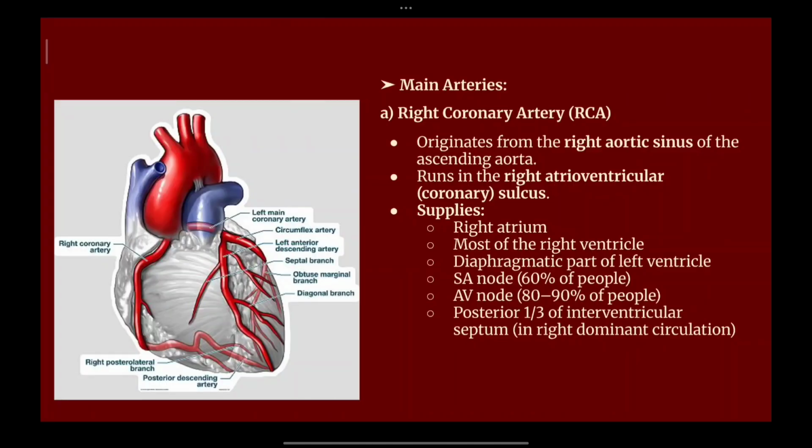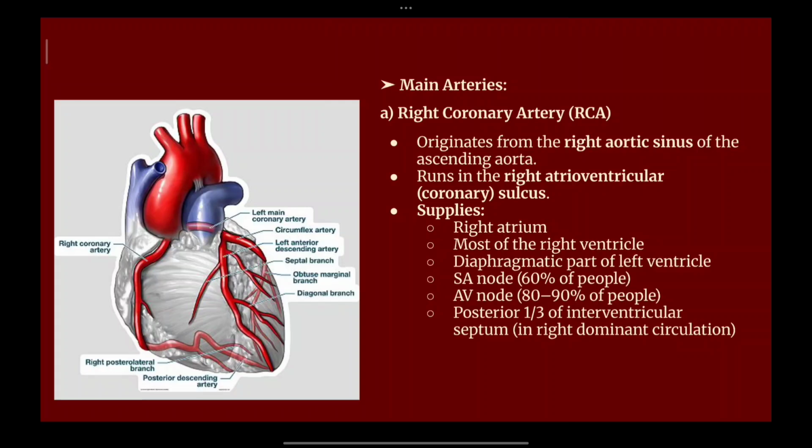Moving on, the main arteries that are involved in the coronary circulation. The first one is the right coronary artery, also called RCA in short form. The RCA originates from the right aortic sinus of the ascending aorta and runs in the right atrioventricular sulcus. It supplies the right atrium, most of the right ventricle, the diaphragmatic part of the left ventricle, the SA node, the AV node, and the posterior one-third of the interventricular septum.